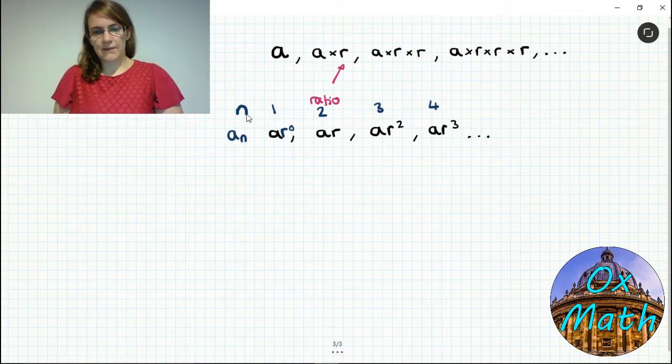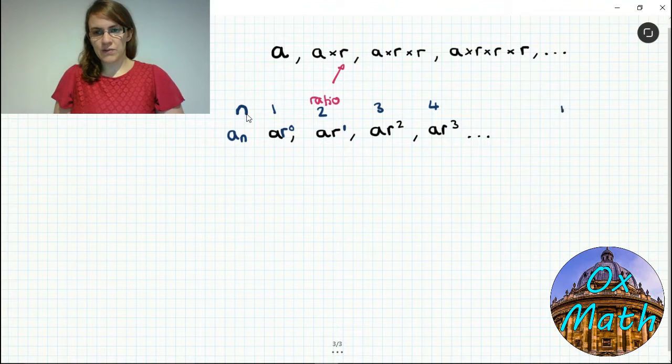This is just making it fit more in line with the other terms, because remember r to the power of 0 is 1, so a times 1 is just a. ar, there is an invisible 1 there, r is the same as r to the power 1. Now all the terms look similar and we can see the pattern that is going on.